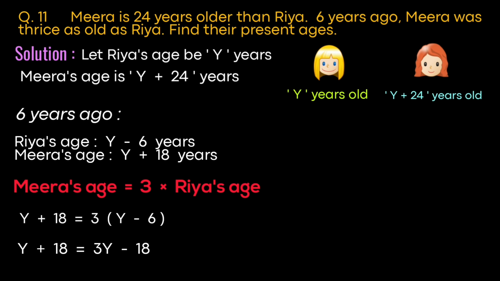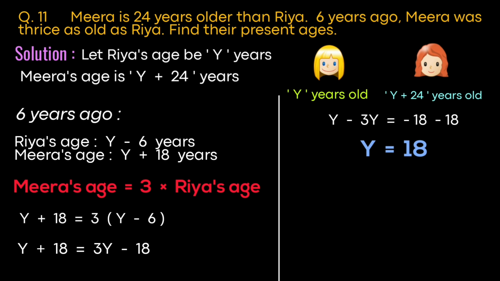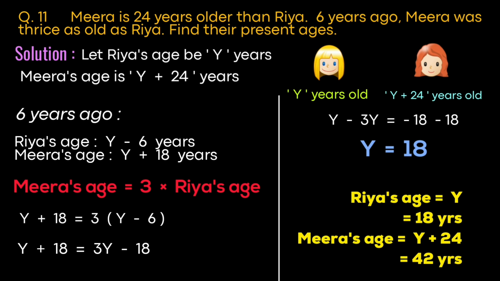y plus 18 equals 3y minus 18. On shifting variables to one side and constants to the other, we get y minus 3y equals minus 18 minus 18. Finally, y equals 18. Riya's age equals y, that is equal to 18 years, and Meera's age equals y plus 24, that is equal to 42 years.